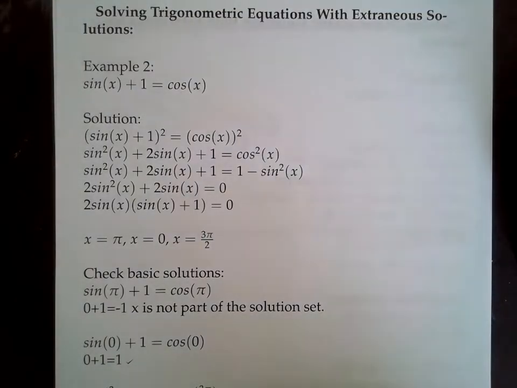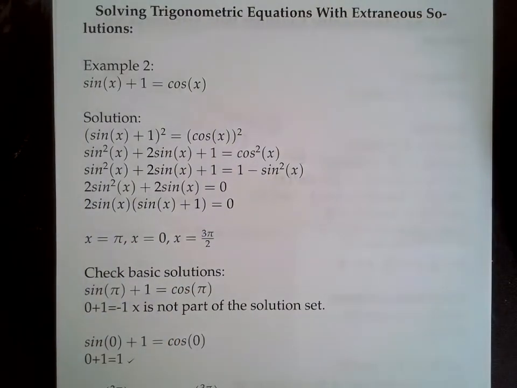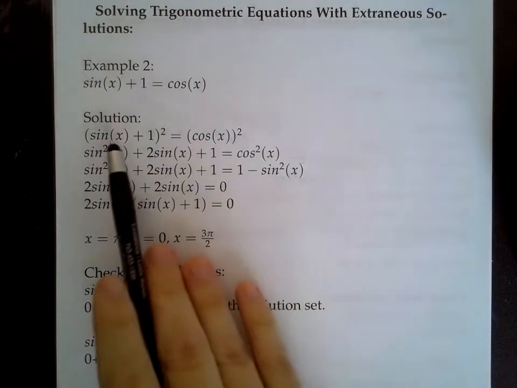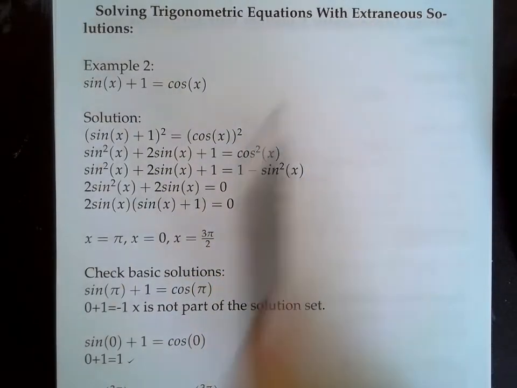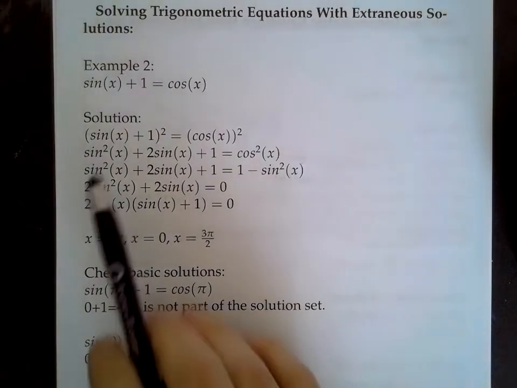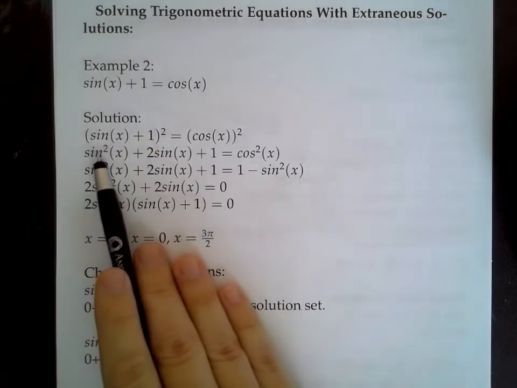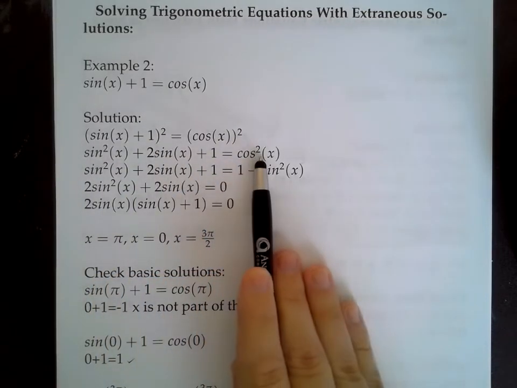So in my example 2, I get sine of x plus 1 is equal to cosine of x. I'm going to do the same thing I did before, and square both sides. Now remember, the fact that I need to square both sides gives me possible extraneous solutions. It doesn't mean that there will be extraneous solutions, it just means that there is the possibility of them. So in this case, I'm getting sine squared of x plus 2 sine plus 1 on my left-hand side and cosine squared on my right.